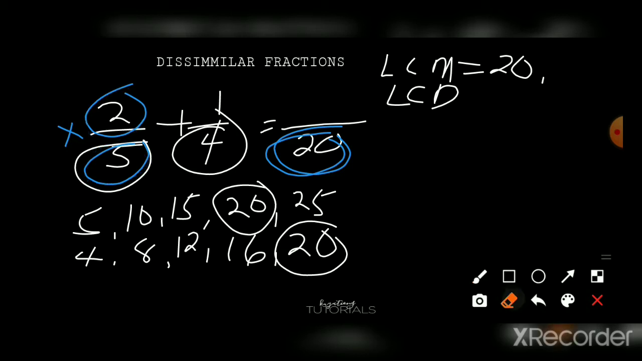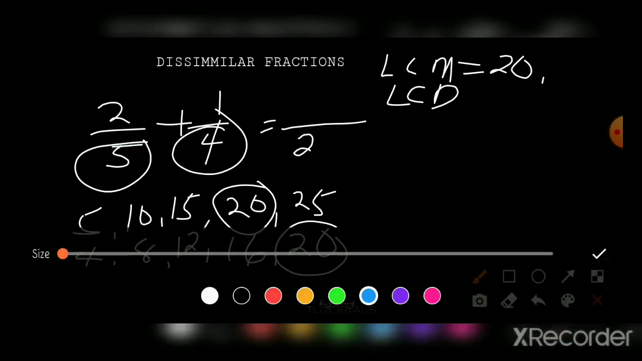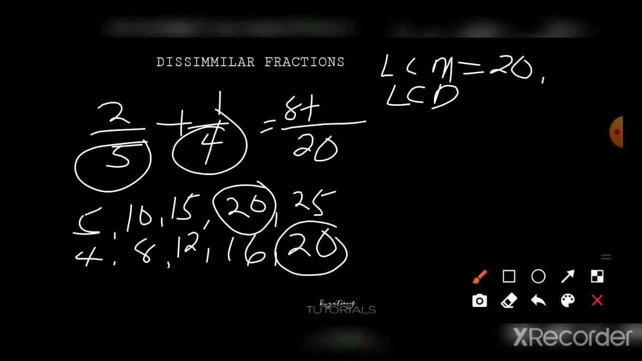So that is 8. Kaya diba 20 divided by 5, 4 times 2, 8. Then plus, copy plus, kay plus man eh, diba? Plus. Sunod, same nga process.